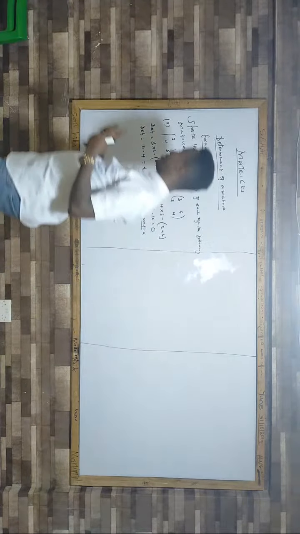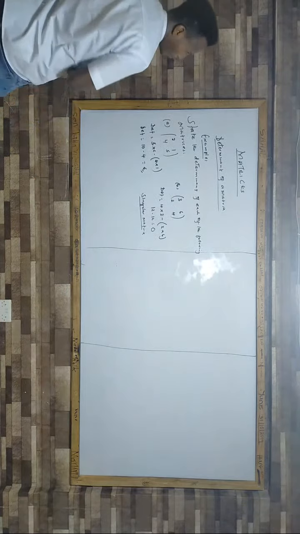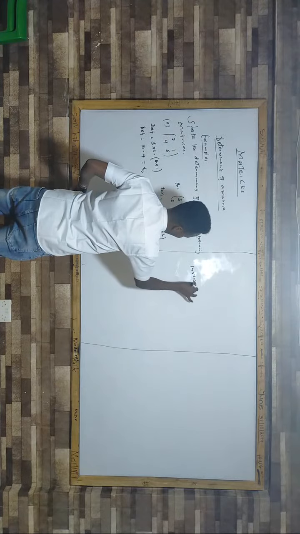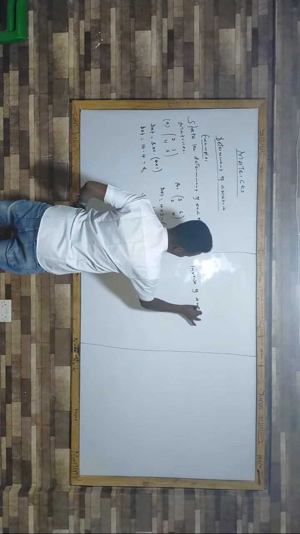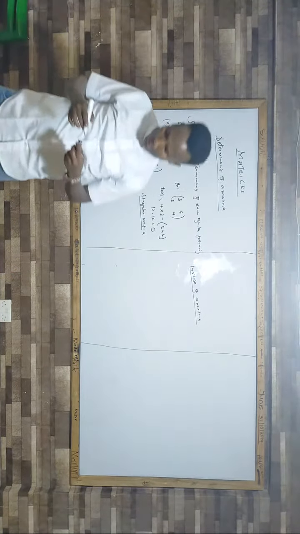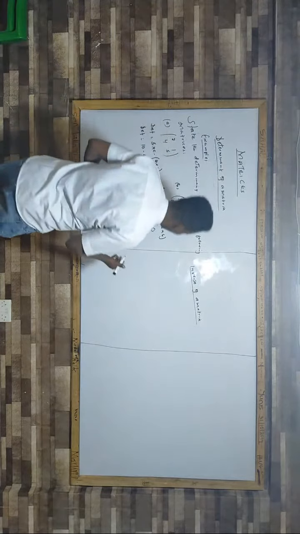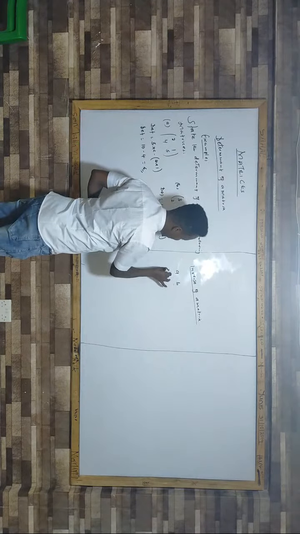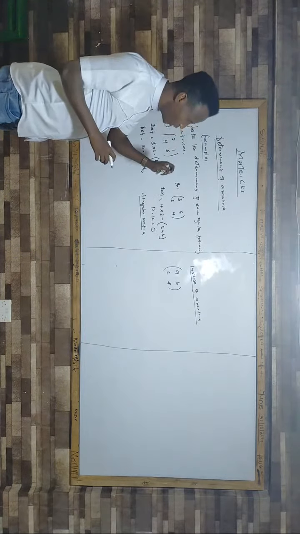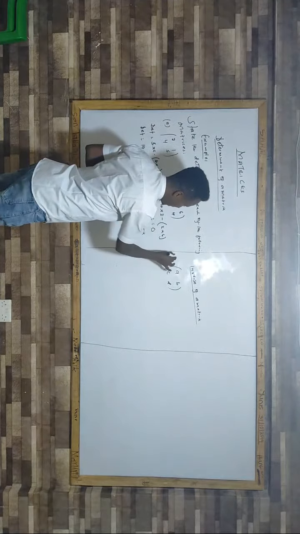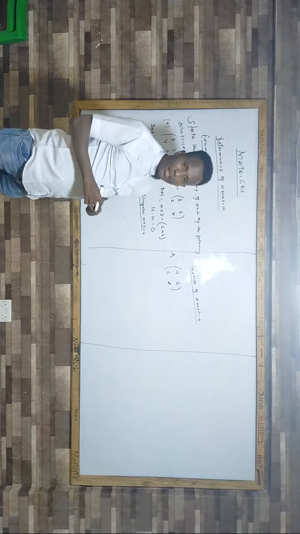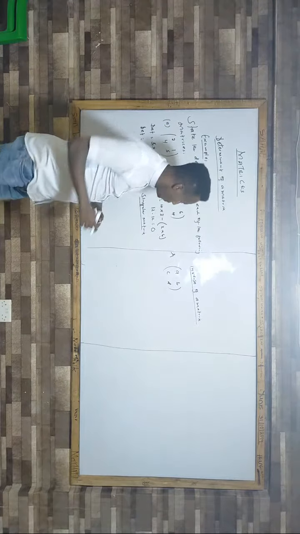Then we'll proceed ahead and see how we are going to get the inverse of a matrix. Let's see this one. How are we going to get the inverse of a matrix? Assume this is your matrix A, with entries a, b, c, d. I want to get the inverse of this matrix. Then this is the procedure.